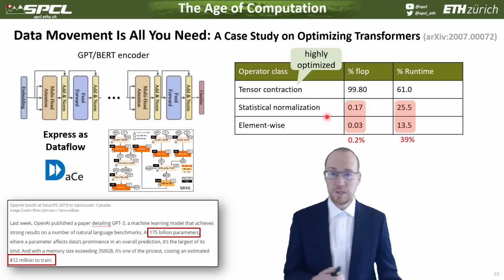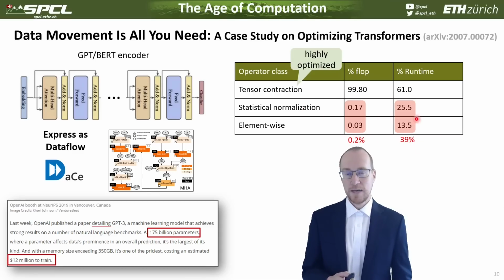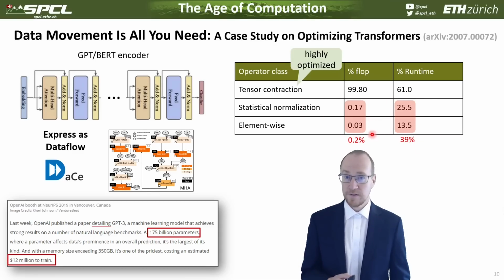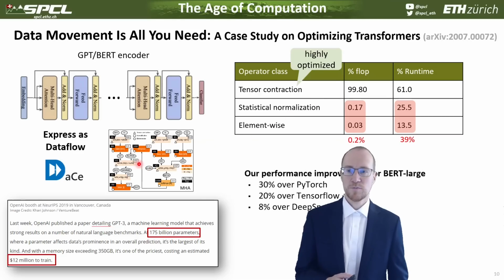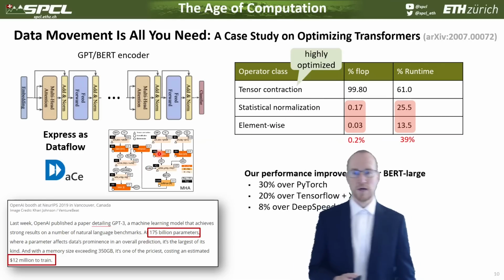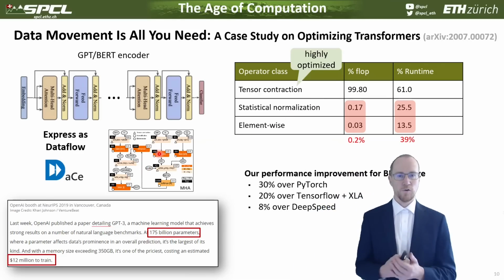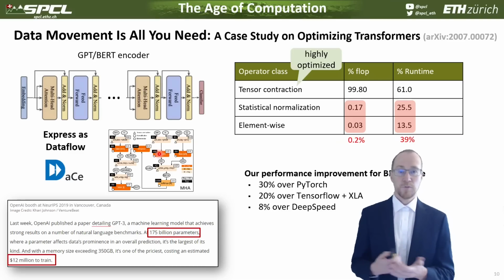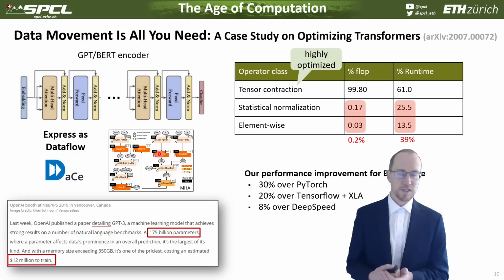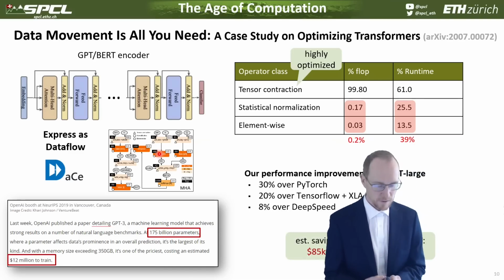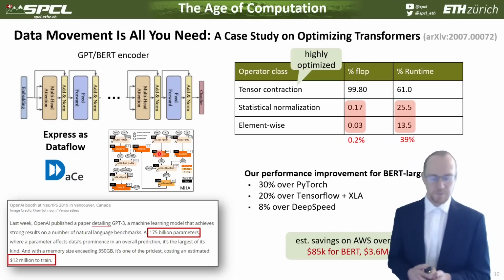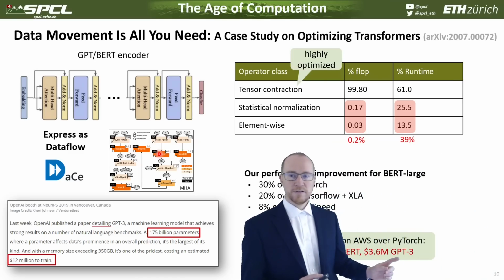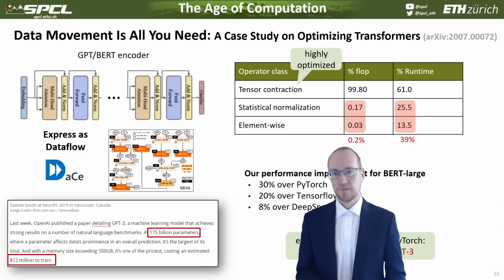So now what we did is we aimed our optimization effort on that data movement, not on the tensor contraction, because people have optimized that before. And we expressed the whole thing as a data flow graph and tried to optimize the whole data movement. We achieved a 30% speed up over standard methods and 8% even over highly tuned methods. So that would be a saving of actually nearly $3.6 million for training of GPT-3.